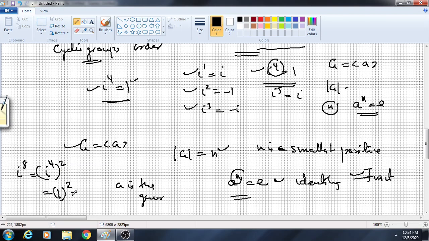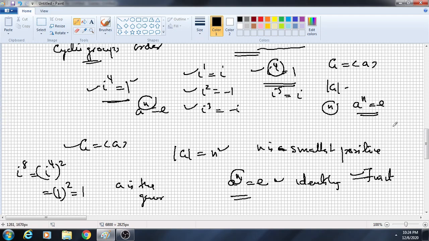So we will get it as 1 square. So there will be many numbers with the same property that a raised to n will be equal to e. Of that, I am going to take the smallest such number, and we are going to establish the fact that this is in fact the order of the group.